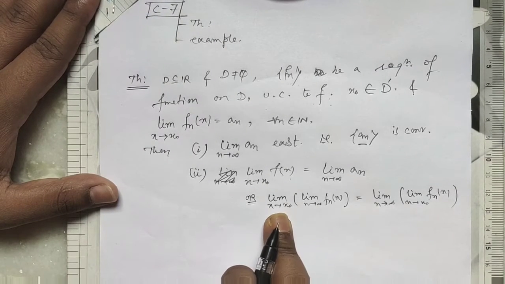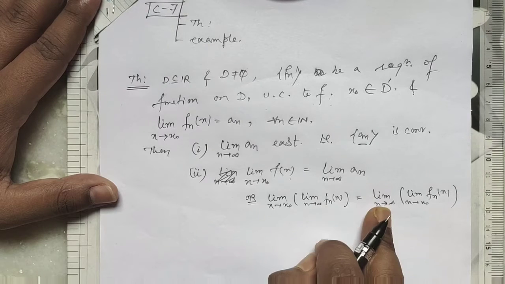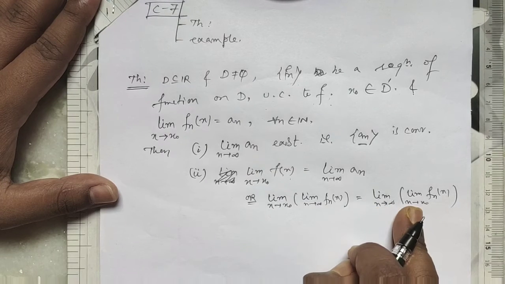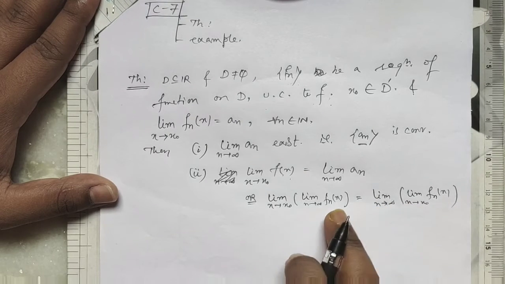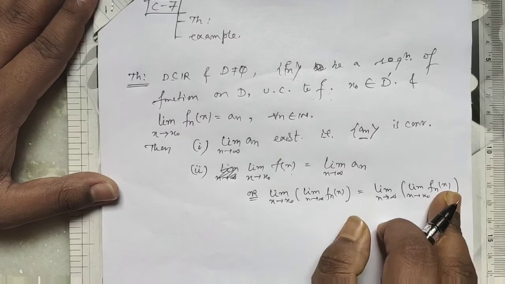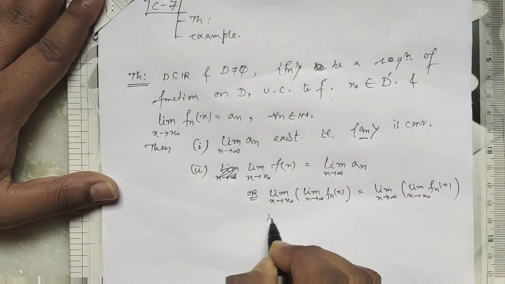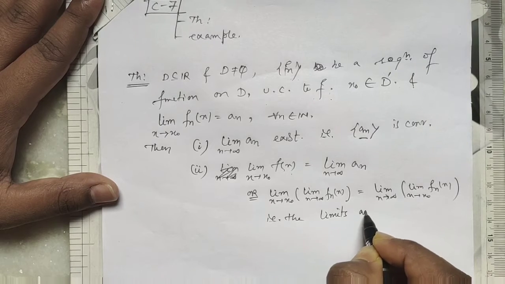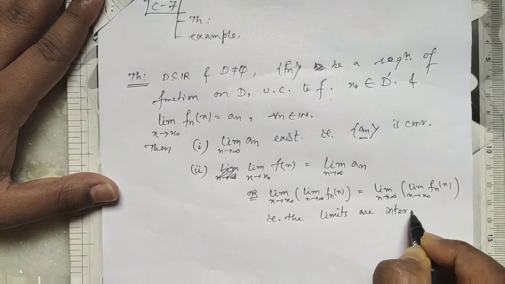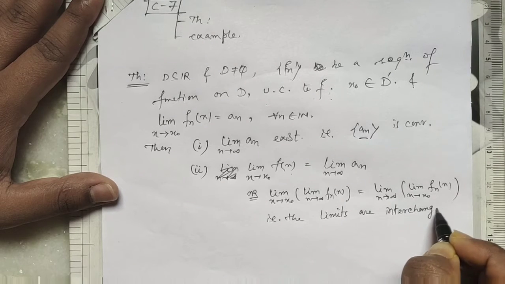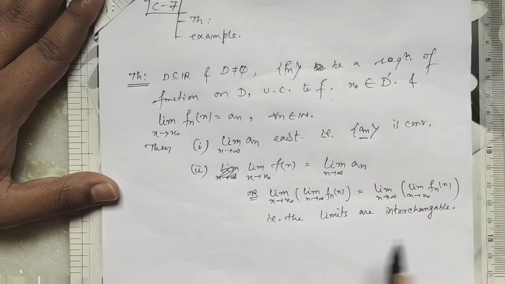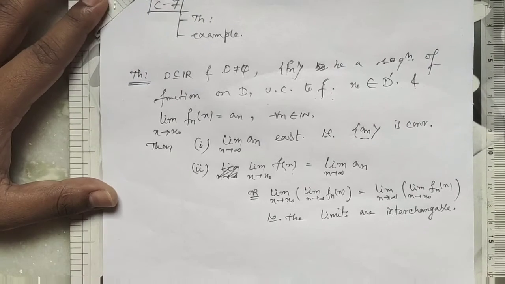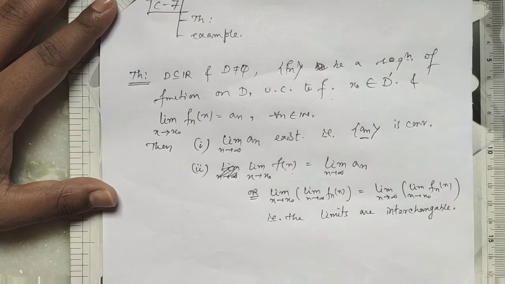So it is to be noted that the limits are interchangeable. Here first x tends to x0, then n tends to infinity. Here first n tends to infinity, then x tends to x0. Both are on f_n(x). So the limits are interchangeable. Clear?